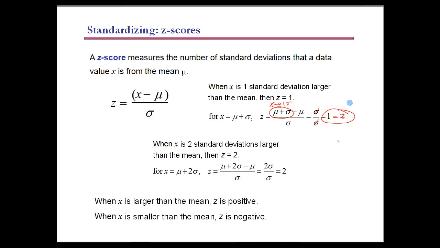Now when I'm 2 standard deviations larger, that would come from the mean plus 2 sigma, and when I standardize, I get a Z value of Z equal 2. Be careful when you're using Z's and 2's. A lot of times they get confused, so make sure your 2's look like 2's and your Z's look like Z's. Now when X is larger than the mean, our Z value will be positive, and when X is smaller than the mean, the Z value will be negative. Those are some important characteristics to remember, so that when you calculate something you can look at it and say, okay, does this number even make sense?